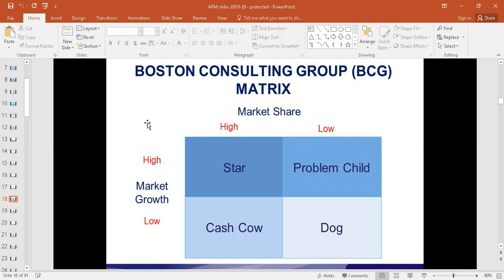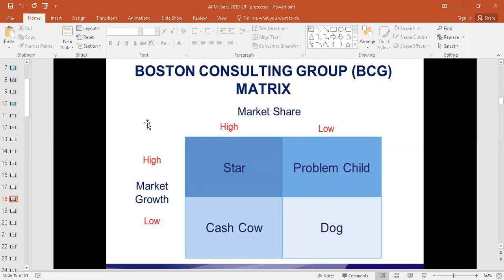When strategic plans are prepared, there are multiple things which have to be learned. One among them is the Boston Consulting Group matrix. The BCG matrix is helpful in measuring performance and categorizing businesses into 4 different quadrants. There are 2 variables taken. Horizontally, it is market share. Vertically, it is market growth.